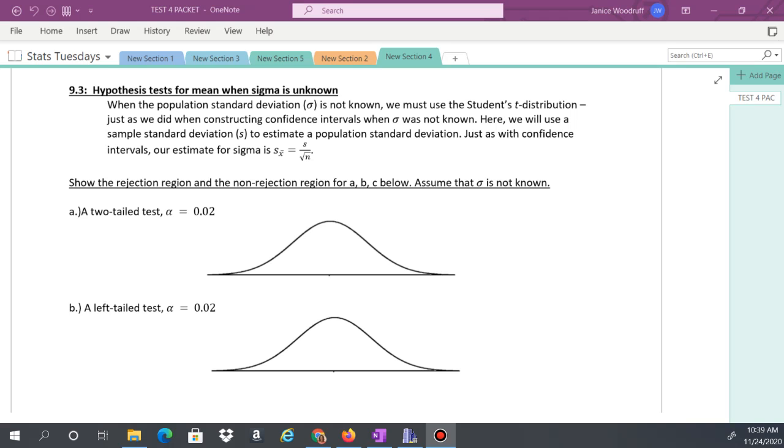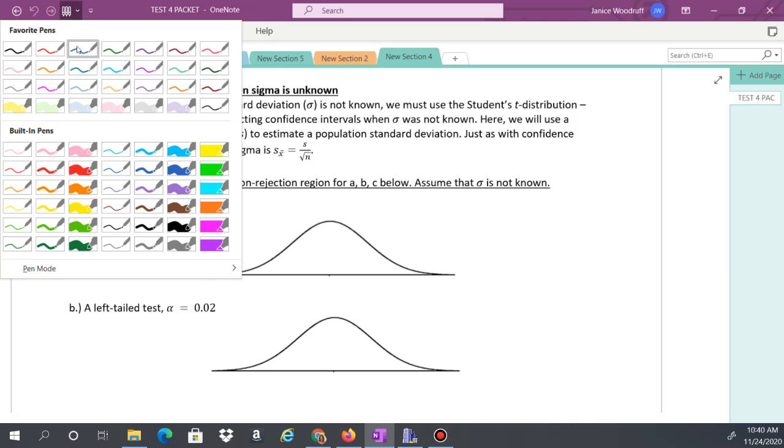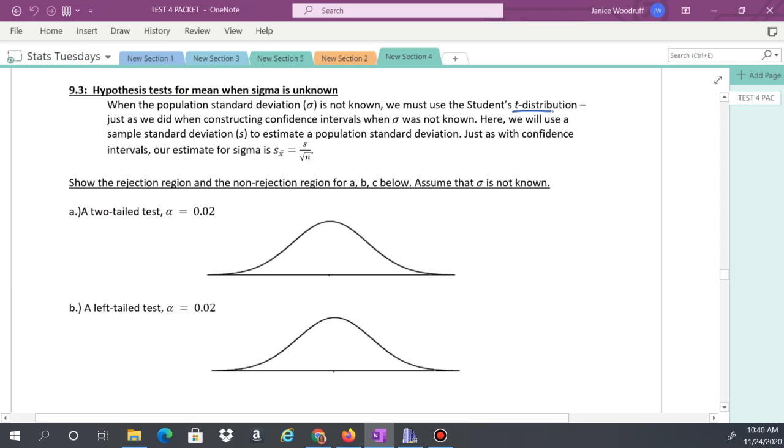Okay, so 9.3, we're going to do the hypothesis test for when sigma is unknown. So when the population standard deviation is unknown, we're going to be given a standard deviation within a sample size. Okay, so when the population standard deviation is not known, we use a t distribution. Let's go ahead and underline that. We're using a t distribution, just as we did when constructing confidence intervals when sigma was not known. So same thing we did in 8.3 with confidence intervals.